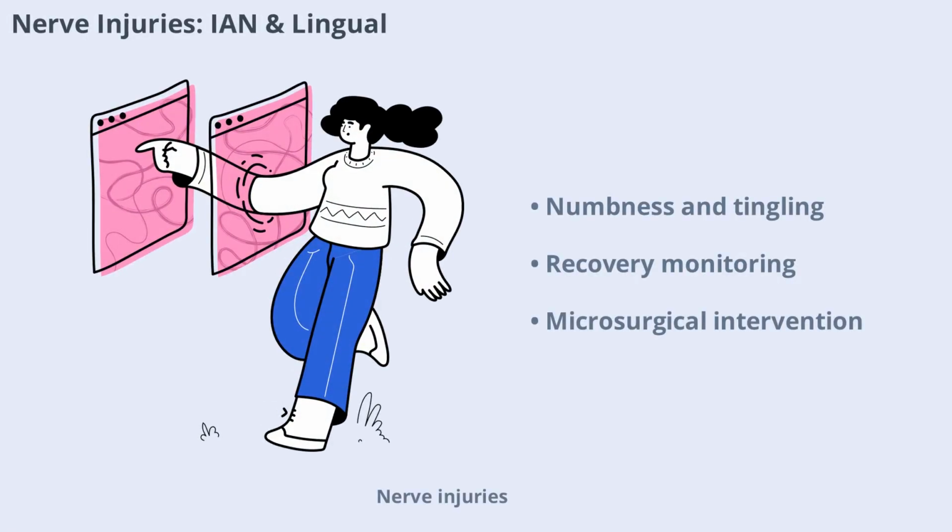Nerve injuries, particularly to the inferior alveolar and lingual nerves, are risks during third molar extractions, flap elevation, or bone cutting. These injuries can lead to numbness, tingling, or loss of sensation. Management involves monitoring recovery over 2 to 6 months. Severe cases may require microsurgical anastomosis, grafting, or nerve decompression by an oral and maxillofacial surgeon. Early identification and referral are crucial for optimal outcomes.